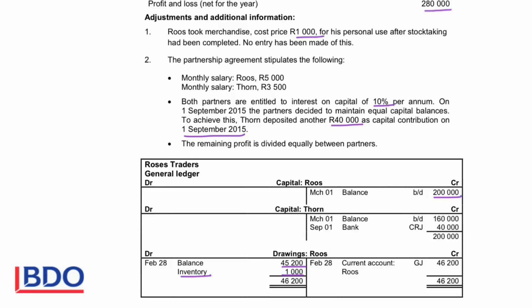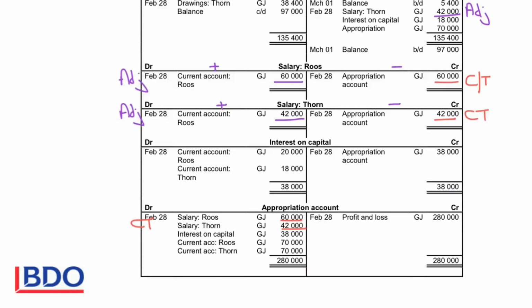On the capital of Thorn, his opening balance was 160,000. That was increased on the 1st of September with 40,000. So it means for the first 6 months, he will receive interest on 160,000, and for the last 6 months, he will receive interest on 200,000. We complete the adjustment and we debit the interest on capital account to increase the expense for the business, and we will credit the current account of Rose with 20,000 and the current account of Thorn with 18,000.